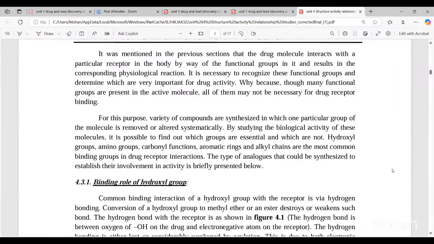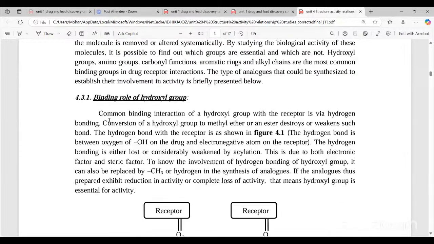The type of analogs that could be synthesized to establish their involvement in activity, briefly, is given here. First, the binding role of the hydroxyl group. The common binding interaction of the hydroxyl group with the receptor is by hydrogen bonding. So conversion of the hydroxyl group to a methyl ether or an ester destroys or weakens such a bond.